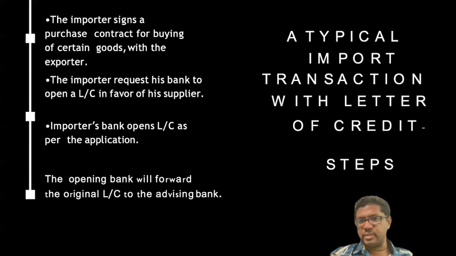These are sequential steps. Normally, the importer signs a purchase contract for buying certain goods with the exporter, and the importer requests his bank to open a letter of credit in favor of his supplier. The importer's bank opens the letter of credit as per the application given by the importer, and the LC opening bank will forward the original letter of credit to the advising bank.